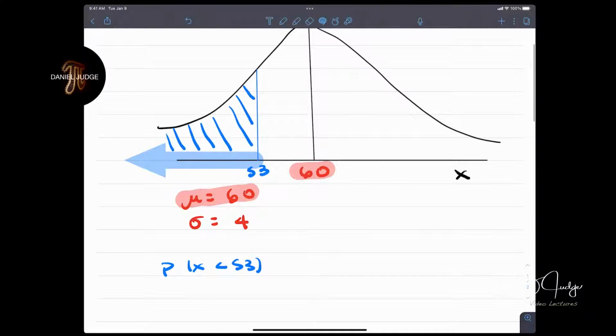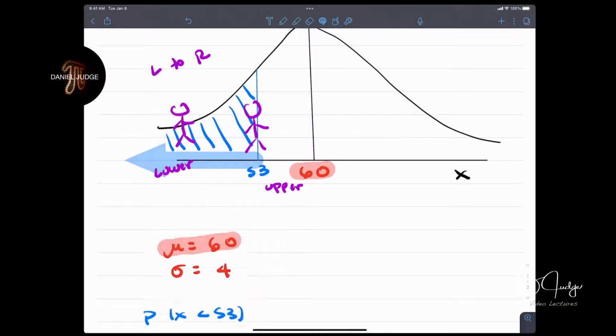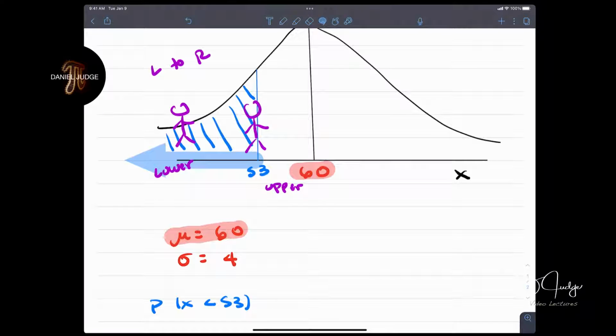Anyway. Remember how we work in the TI. Left to right. So remember, you start all the way on the left and you end all the way on the right, corresponding to numbers being less than 53. Now, it's like your feet getting wet. So you have a lower value and you have your upper value. So your upper value, ladies and gentlemen, is going to be 53 when you use that TI, but the lower value is the default.